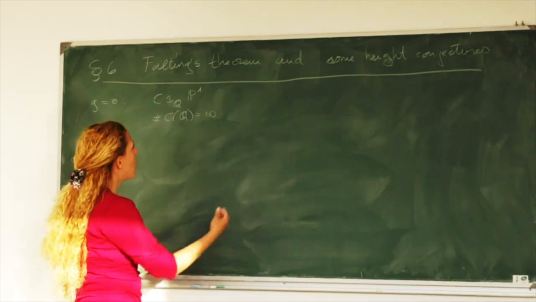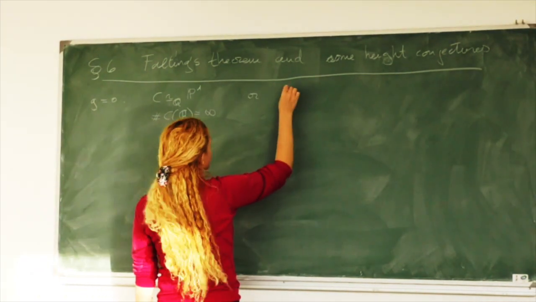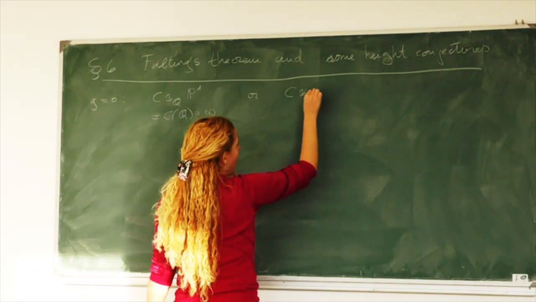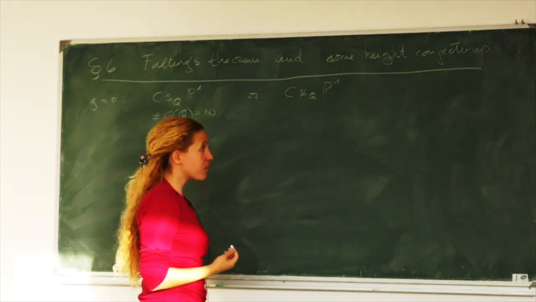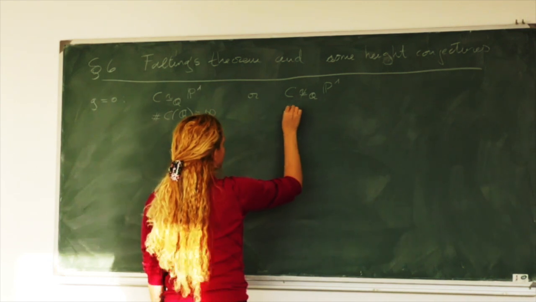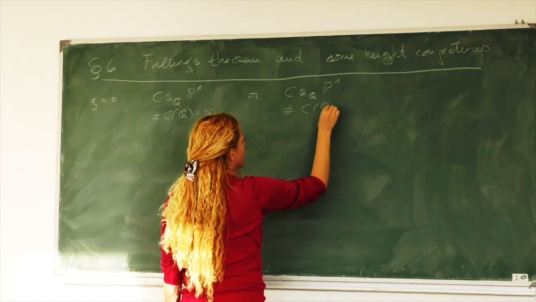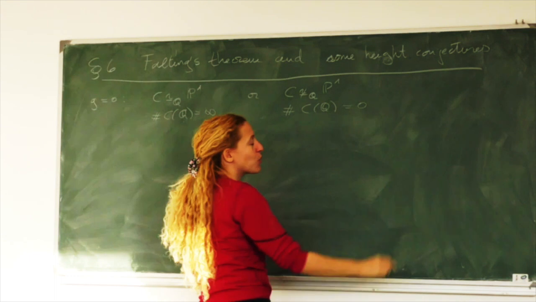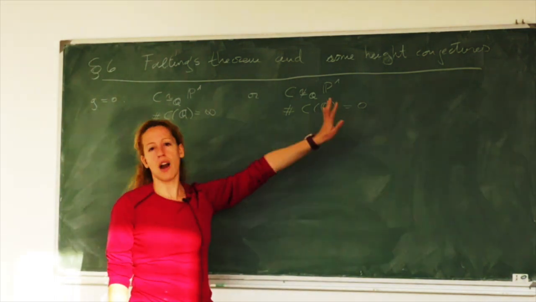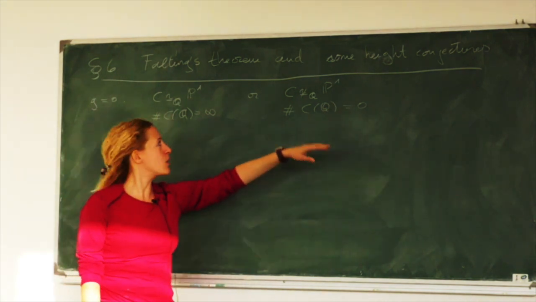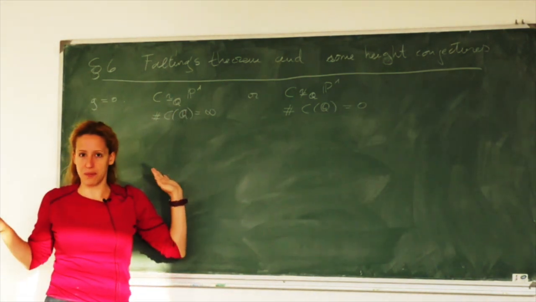So this is good. Or the second situation is that the curve is not isomorphic to P1 over the rationals. And then, in this case, the number of rational points is equal to 0. So basically, we are in the two extremes. Either we don't have any rational point, or if we have at least one, then we have infinitely many.